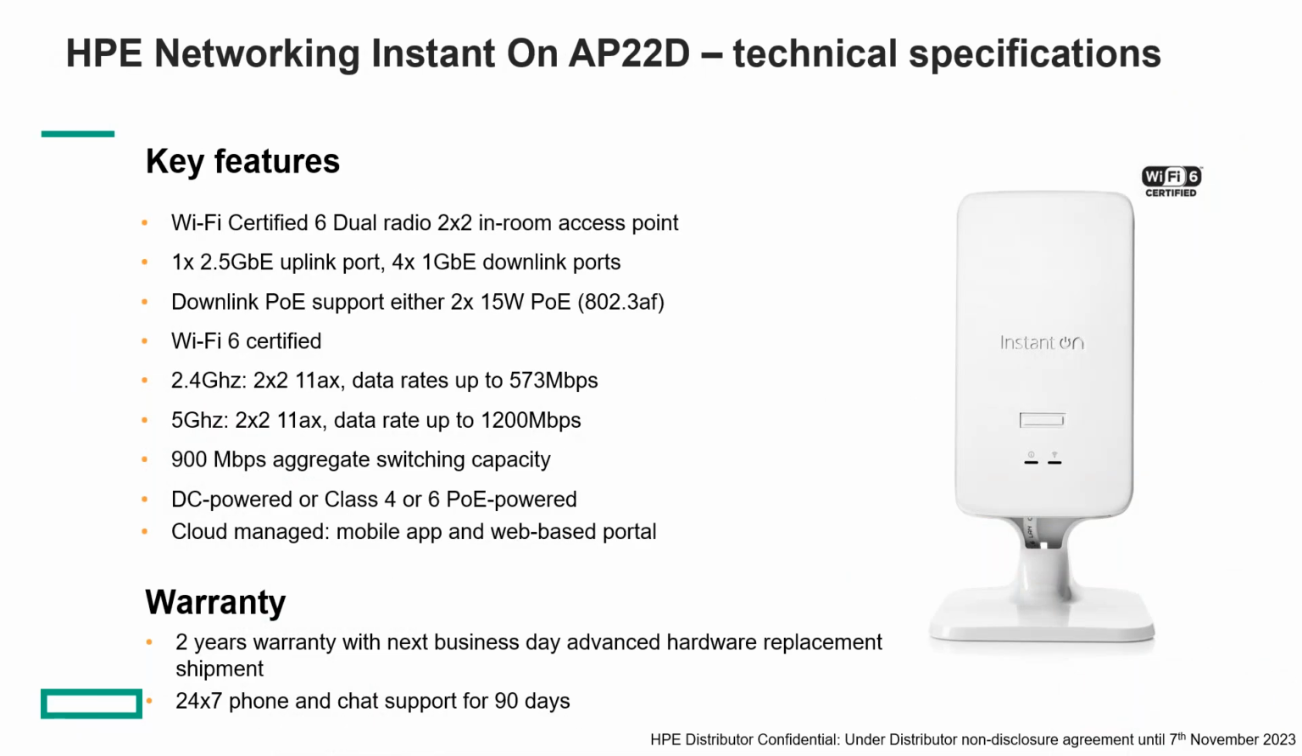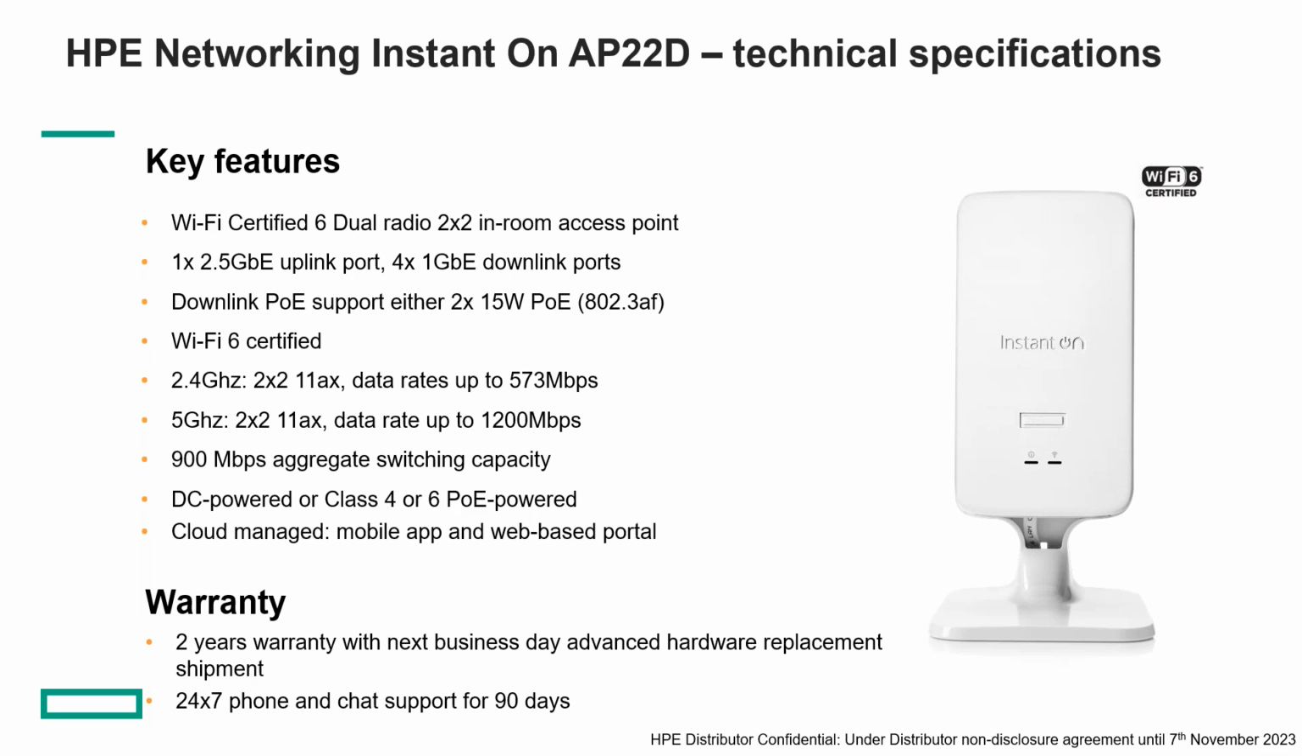Now, the AP22D, as I mentioned, we talked about it before. It's also dual radio, 2.4 and 5 gigahertz, but it has a 2.5 uplink port connection on it. So that's a great fit to go along with our 1960 switch that we talked about, right? The smart rate model. And then you've got 4 additional Ethernet ports built into the bottom of this.